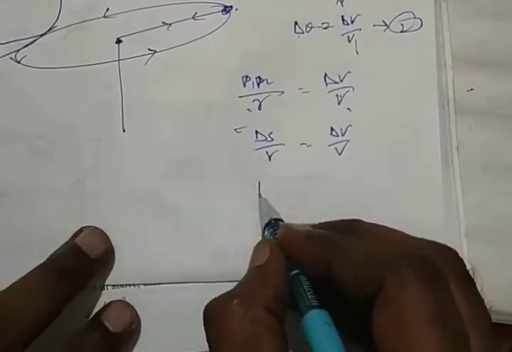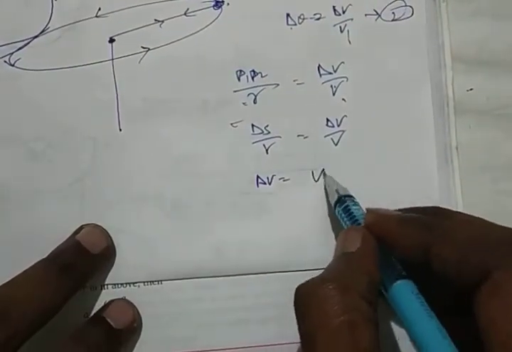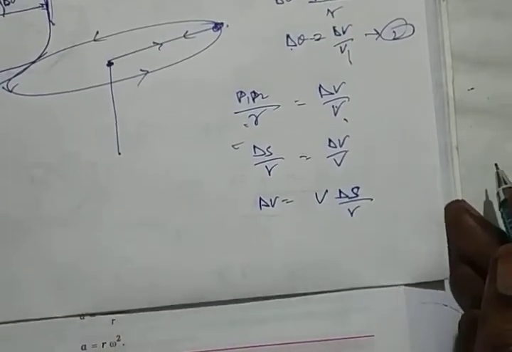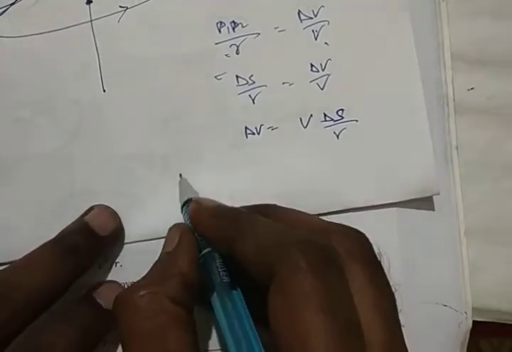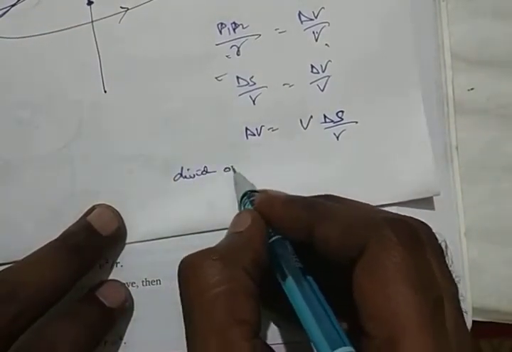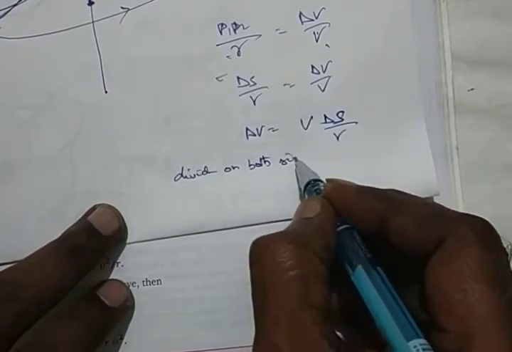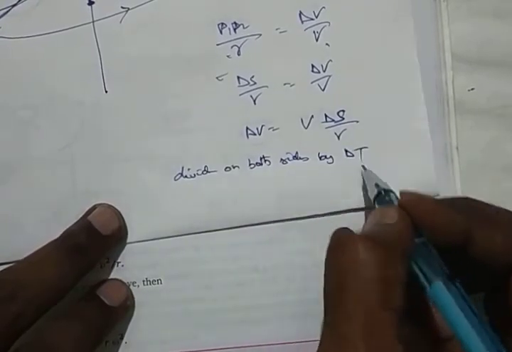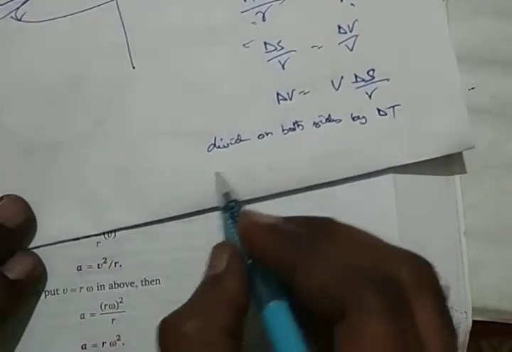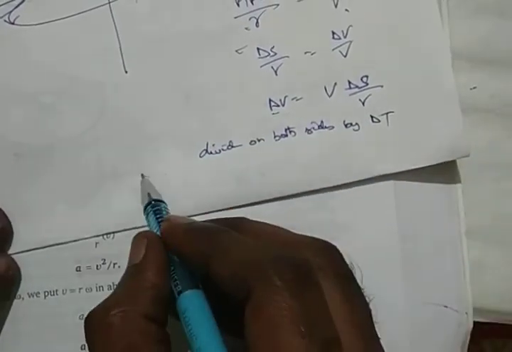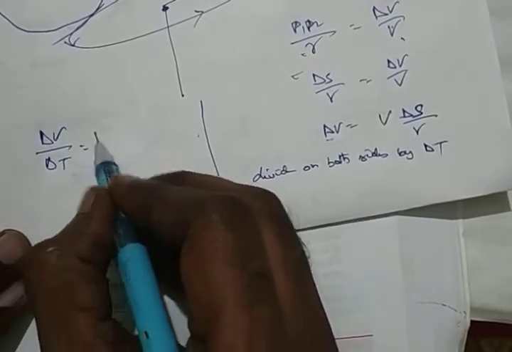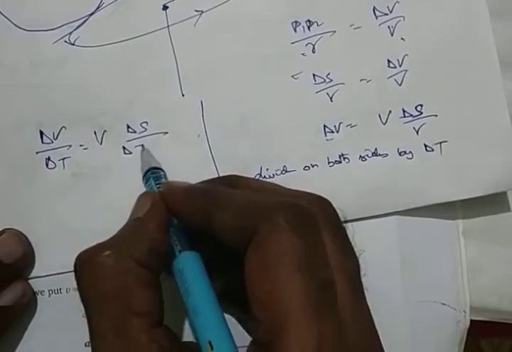So what is delta v upon v? Delta v is equal to v into delta s upon r. This is the next part you will get here. Now divide on both sides by delta t, here also delta t. So you can put delta v upon delta t is equal to v into delta s upon delta t into r.